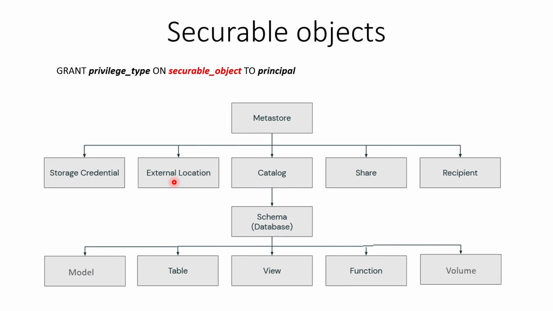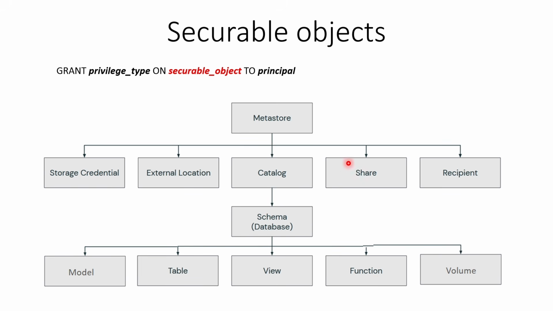External location is an object that contains a reference to a storage credential and a cloud storage path that is contained within the Unity Catalog Metastore. Storage credential is an object that encapsulates a long-term cloud credential that provides access to cloud storage that is contained within a Unity Catalog Metastore. Registered model is a machine learning flow, an ML registered model, that is contained within a schema. A function is a user-defined function that is contained within the schema. We will see user-defined functions in the Unity Catalog.